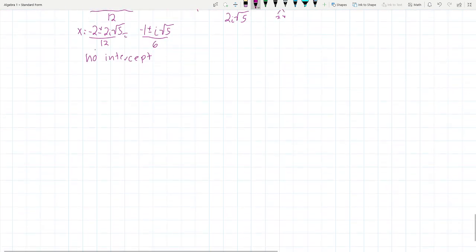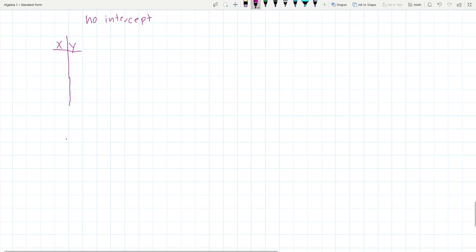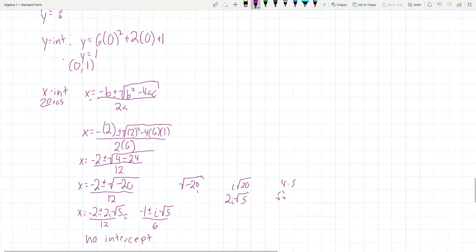All right. So I'm going to make an XY table. And for my x's, again, I am going to start with my vertex, which was 1 over 6, and it gave an answer of 5 over 6. And I'm going to go in both directions: 0 and negative 1, 1 and 2. Now, I need to keep in mind that they're going to be different because 1/6 is closer to 0 than it is to 1. We actually already figured out 0. 0 was 1.